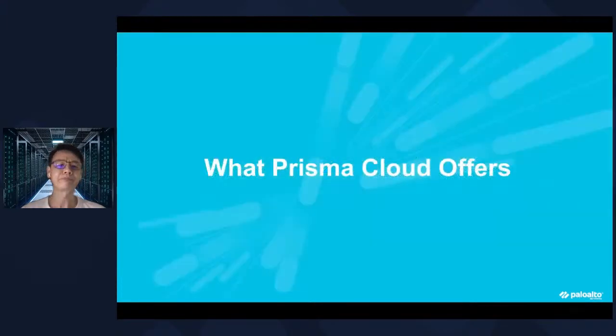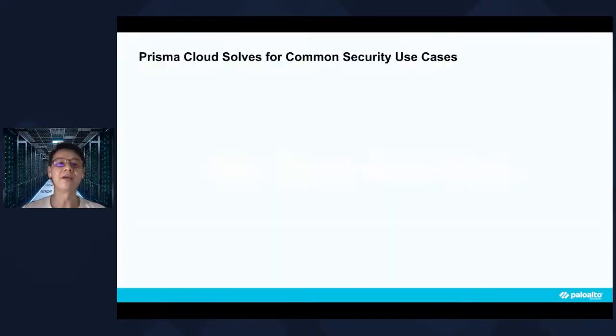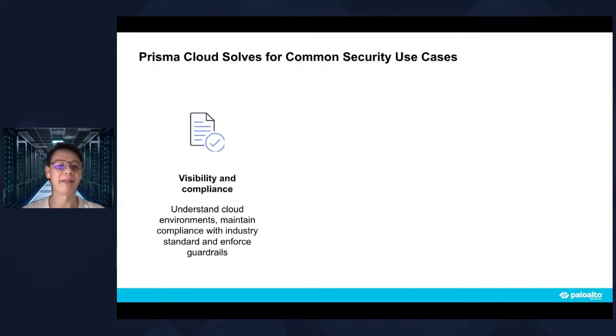Now look at what Prisma Cloud offers to secure the cloud. When we compare with CNAPP, the new framework from Gartner, we solve common issues with simple use cases. Number one, we provide visibility and compliance. How are you going to secure if you don't have visibility? This brings up access, configuration, and compliance that you may need to follow as regulatory compliance in your location or in your country.